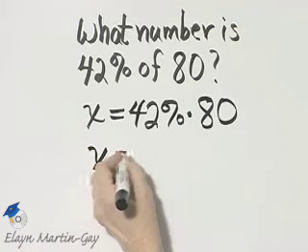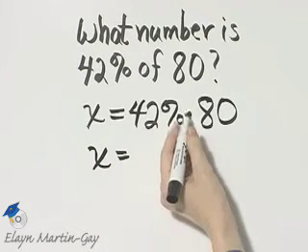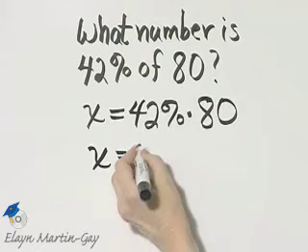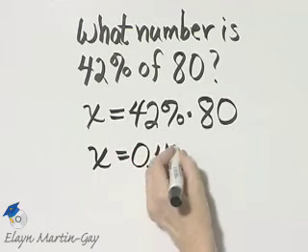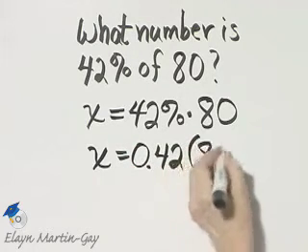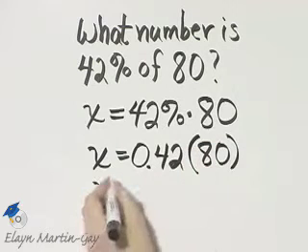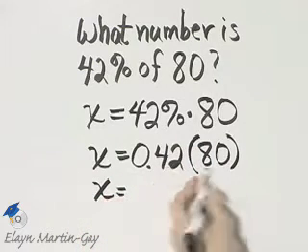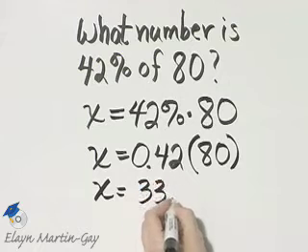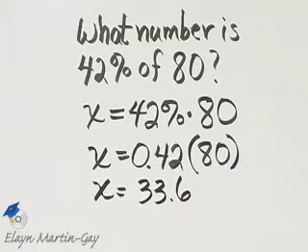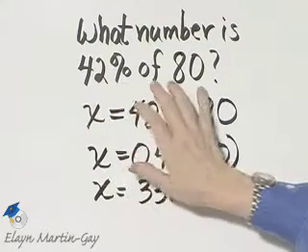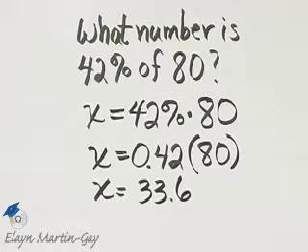Notice this equation is already solved for x. I'll write 42% as an equivalent decimal, and that's 42 hundredths times 80. If you simply multiply these two numbers, you'll have 33 and 6/10. So what number is 42% of 80? It is 33 and 6/10.